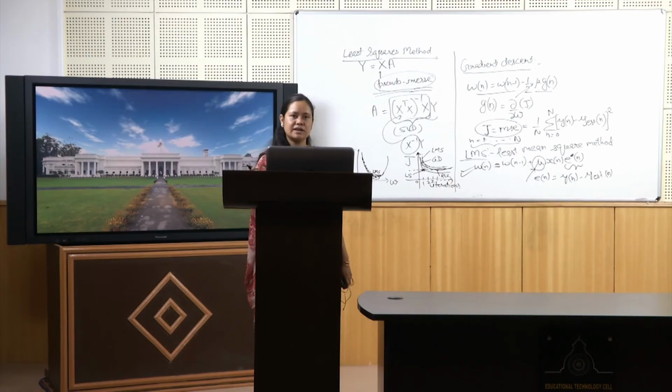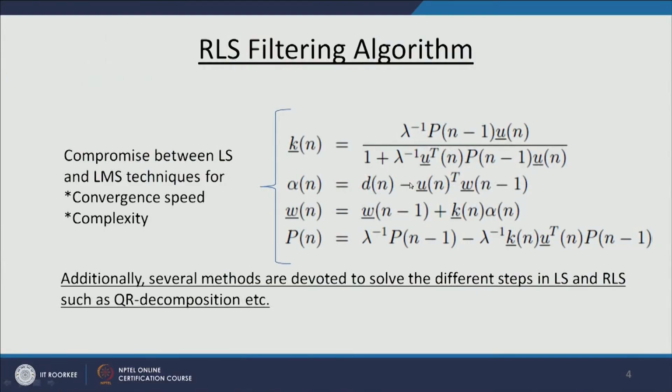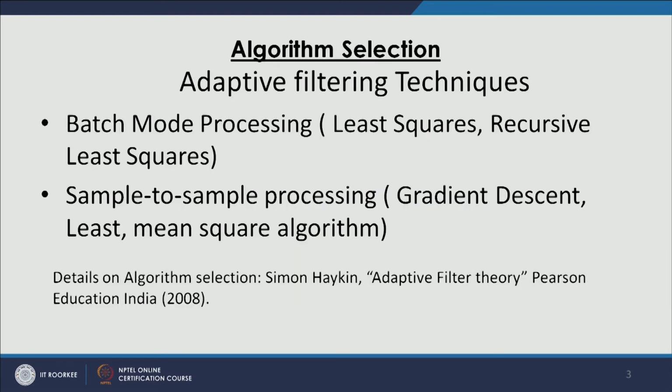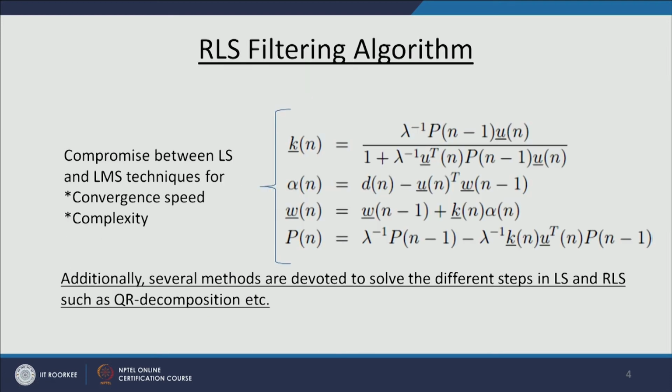So, complexity is lesser than the least square method, but higher than gradient descent and LMS method, and convergence speed is faster than these two. So, it is a compromise between LS and LMS techniques. There are several algorithms which you can go through in Simon Haykin's Adaptive Filter Theory from Pearson Education in India, this version is available in India. Many details on these algorithms you can get from there, but basically once you select the topology, this kind of algorithms you can select easily.